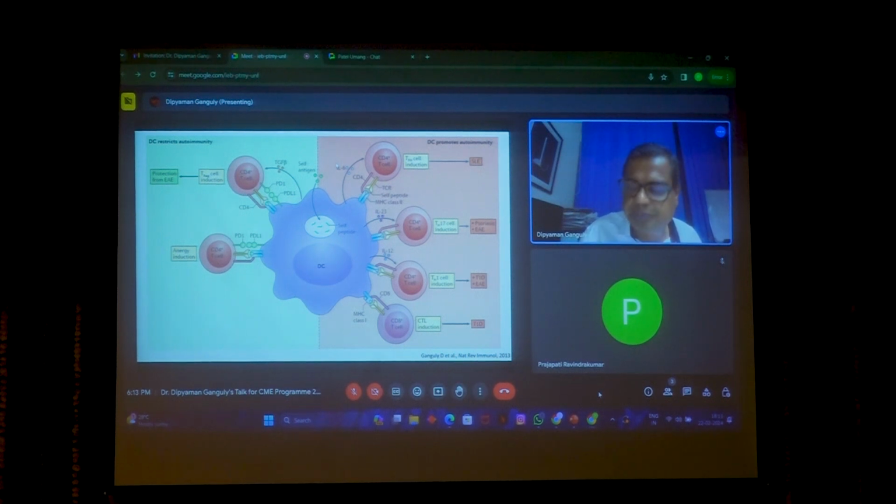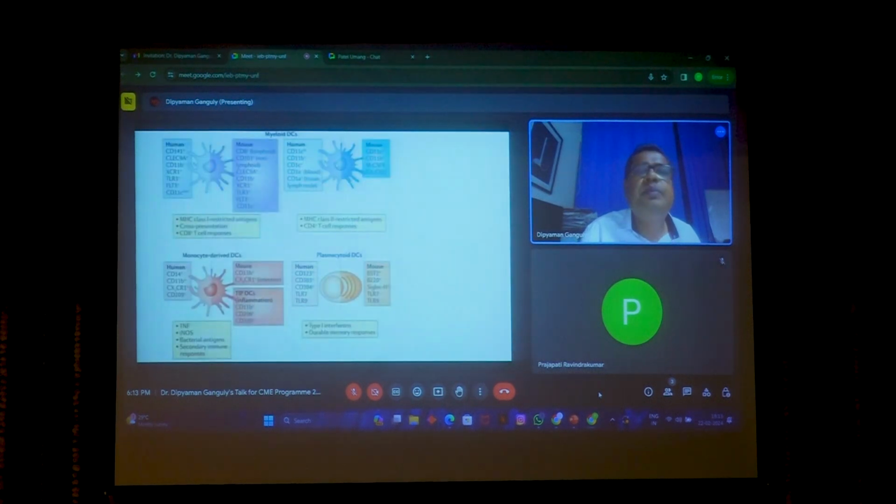Now there are different subsets of dendritic cells that have been discovered, and I'm not going into details of them. There was at least one decade when every other month a new dendritic cell subset was being discovered. Now we know there are some functional subsets and some ontogenic subsets. That means they are designed in a way from the ontogeny or hematopoietic stem cell proliferation itself.